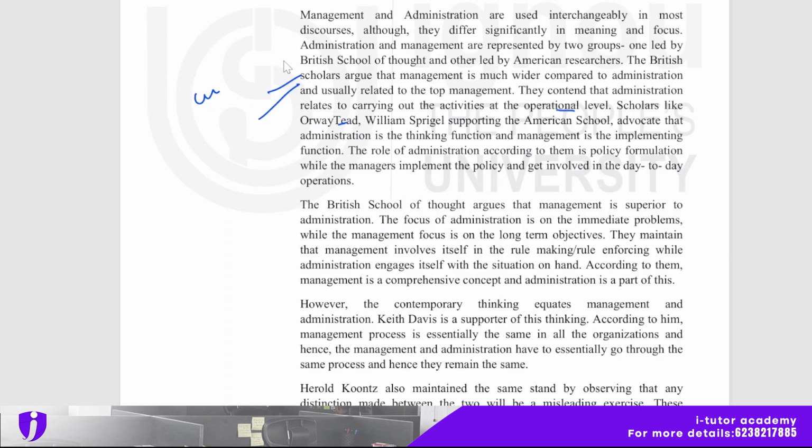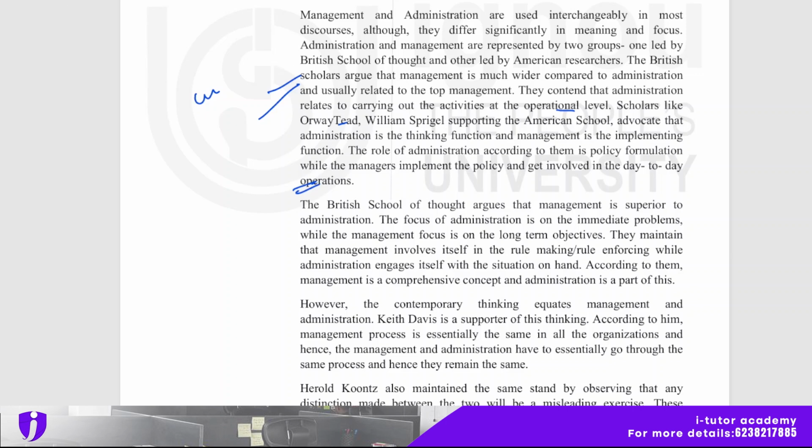Orville Tead and William Spriegel, supporting the American school, advocate that administration is the thinking function and management is the implementing function. The role of administration according to them is policy formulation, while managers implement the policy and get involved in day-to-day operations.